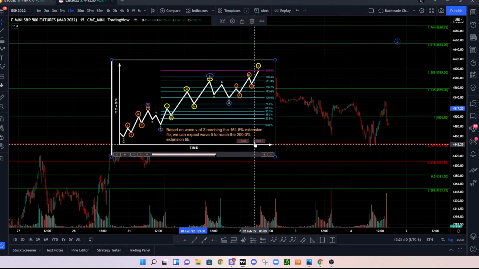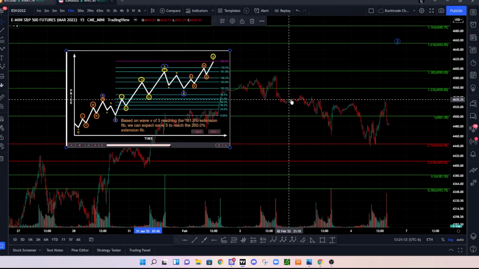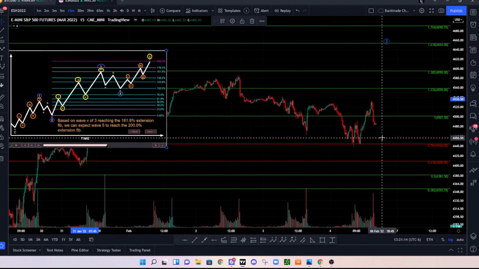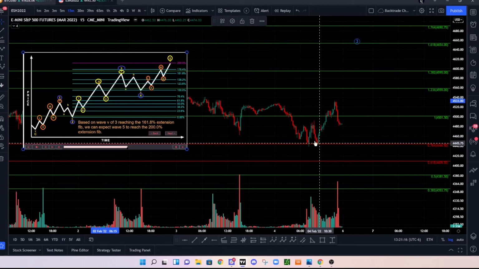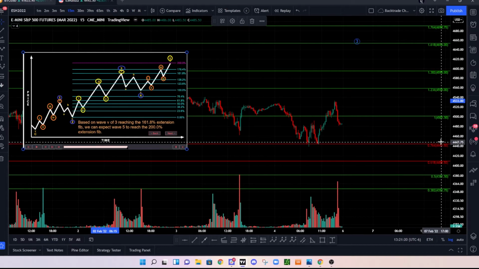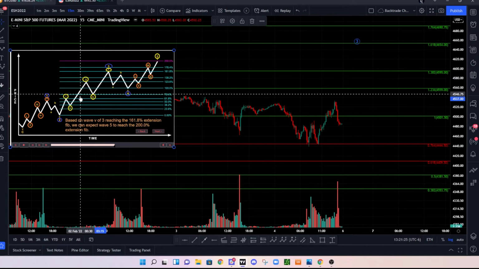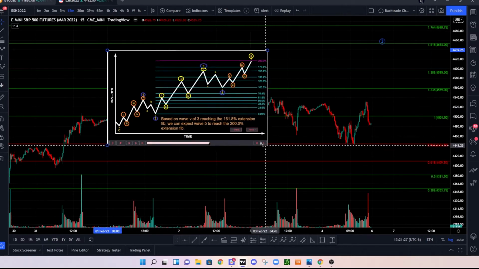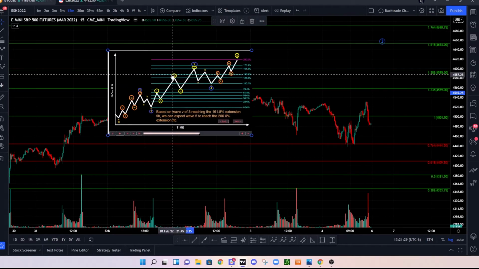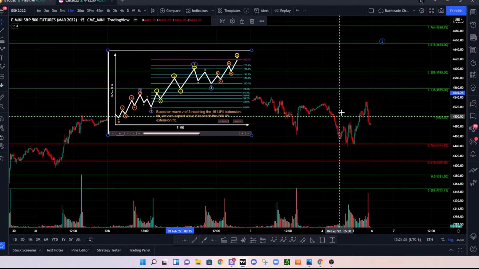And what did we do? We double topped, we traded down, and we made a double bottom right off of this 0.764 level, right? We're still in wave 3, according to this, right? But we're just making our wave 4 here, kind of a chop zone.